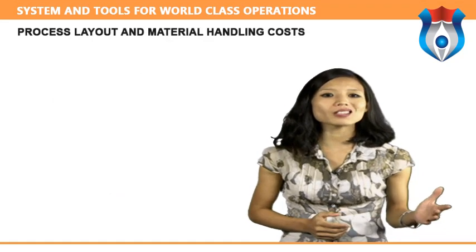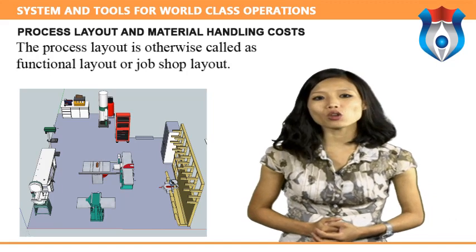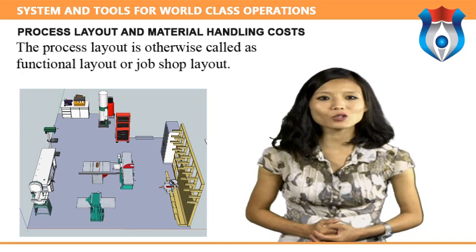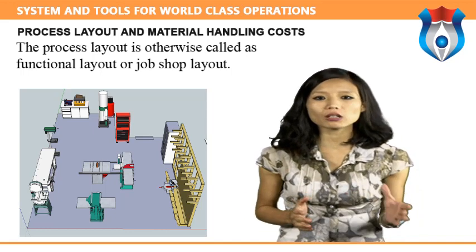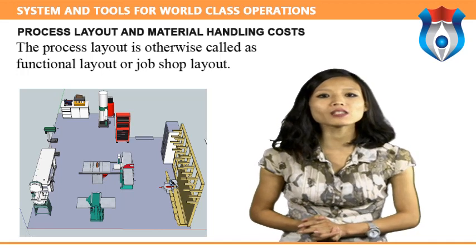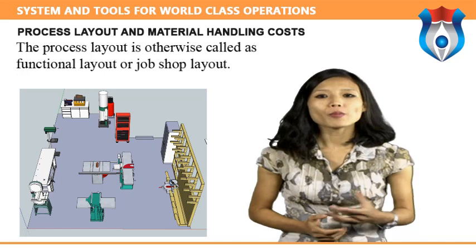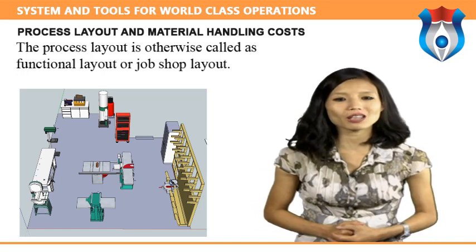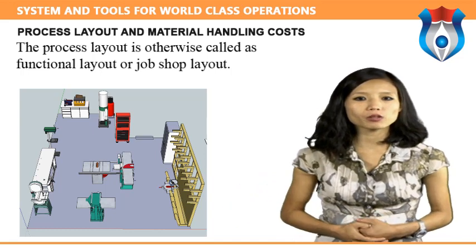Let's now study process layout and material handling costs. The process layout is otherwise called functional layout or job shop layout. Process layout groups similar operations together in one area, leading to operational efficiency. Process layout is useful for inception and supervision in industrial engineering. Process layout is a floor plan designed by industrial engineers to improve efficiency, organizing tools consistent with their purpose.